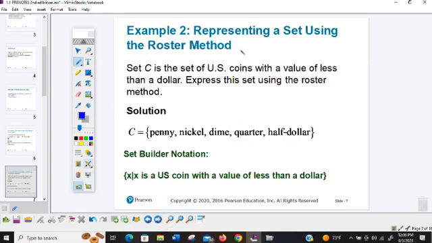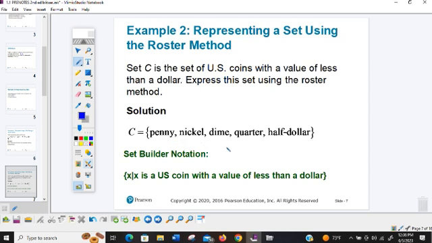Now the next thing we're going to look at is the roster method. So in example 2 it says set C is the set of U.S. coins with a value of less than $1. Express this as the roster method. Okay, so think of all the coins that are less than $1. A penny, a nickel, a dime, a quarter, and a half dollar. That would be a roster method.